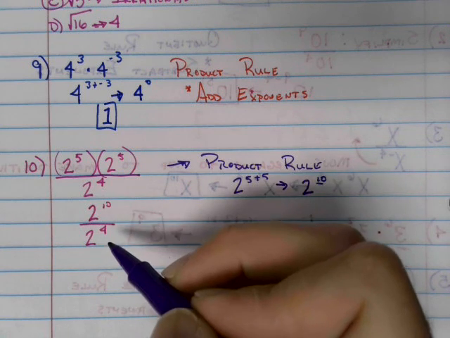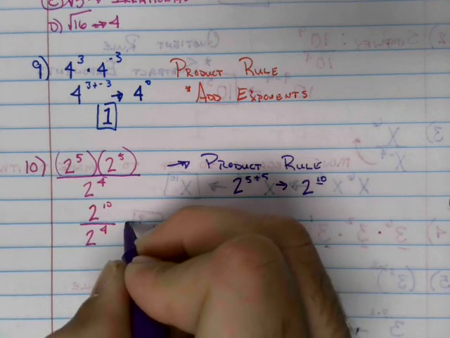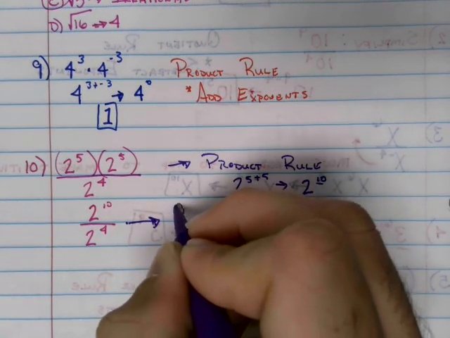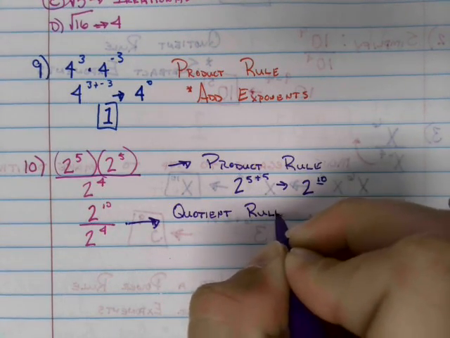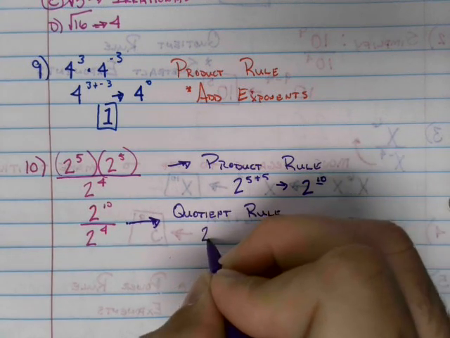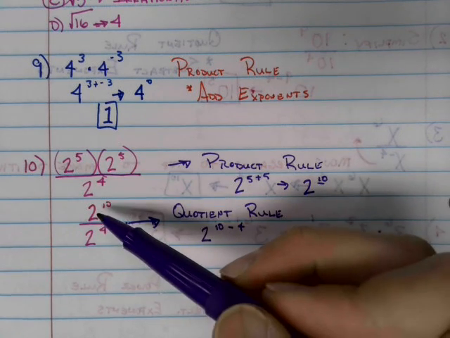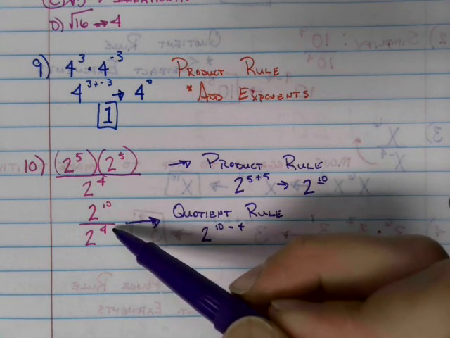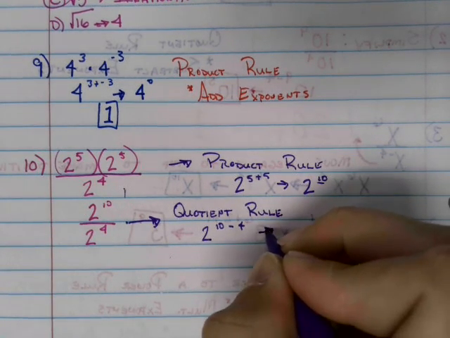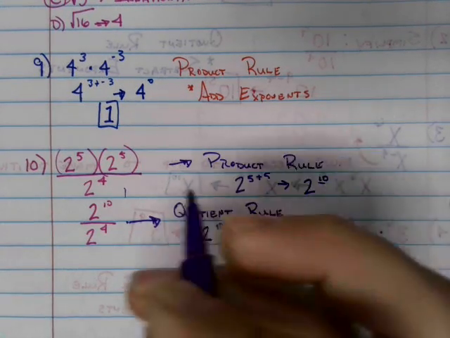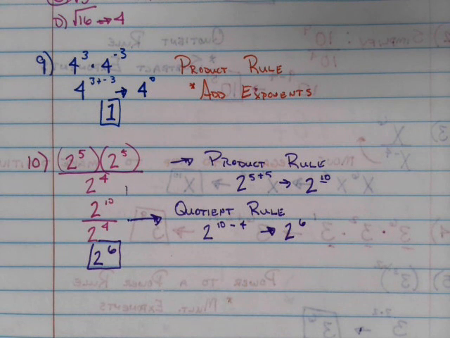Now, what rule do we have going on here with our fraction, which is the same as division? The quotient rule. And with our quotient rule, what do we do with our exponents? We're going to subtract them. So 2 to the 10th minus 4. And again, I started with 10 because just like you read a book, top to bottom, 10 minus 4. Okay? So we have 10 minus 4, which gives us what? 2 to the 6th power. So your final answer will be 2 to the 6th power.